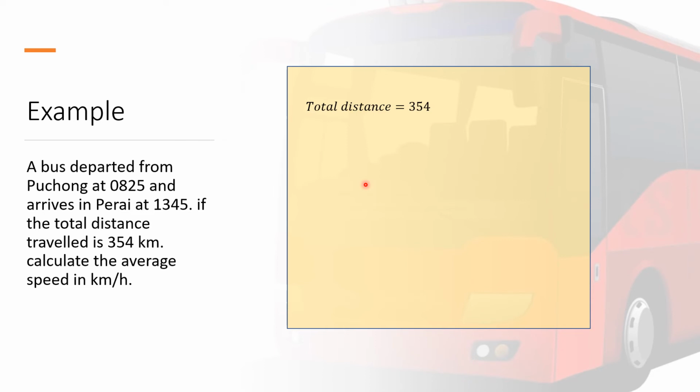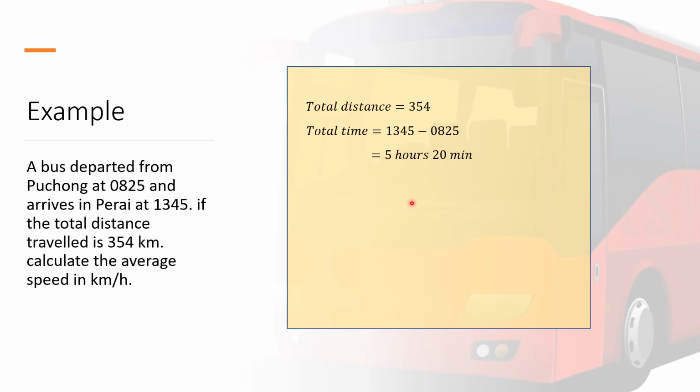So of course the bus will not move at uniform speed, but we can calculate the average speed for the bus. If the bus departs at 08:25 and arrives at 13:45, we can calculate the total time. Total time is 13:45 minus 8:25. You will get 5 hours 20 minutes.